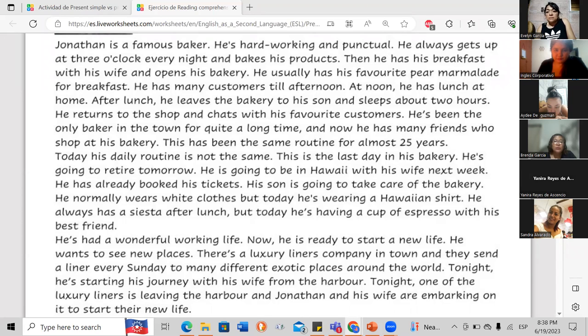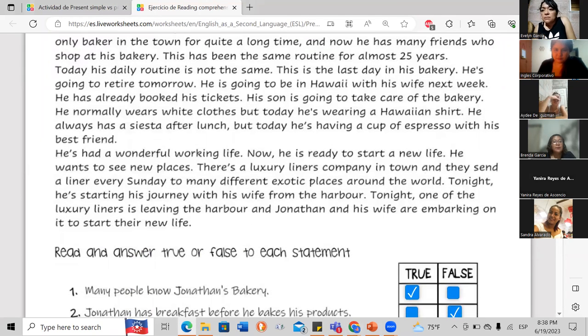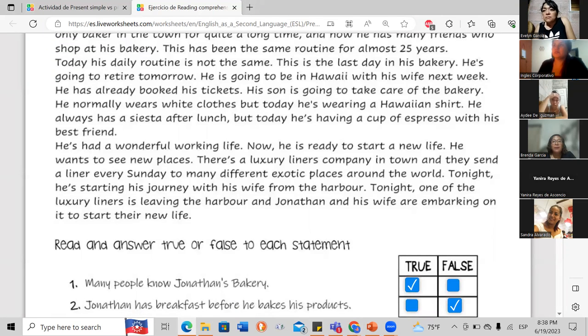There's a luxury liners company in town, and they send a liner every Sunday to many different exotic places around the world. Tonight, he's starting his journey with his wife from the harbor. Tonight, one of the luxury liners is leaving the harbor and Jonathan and his wife are embarking on a new life.